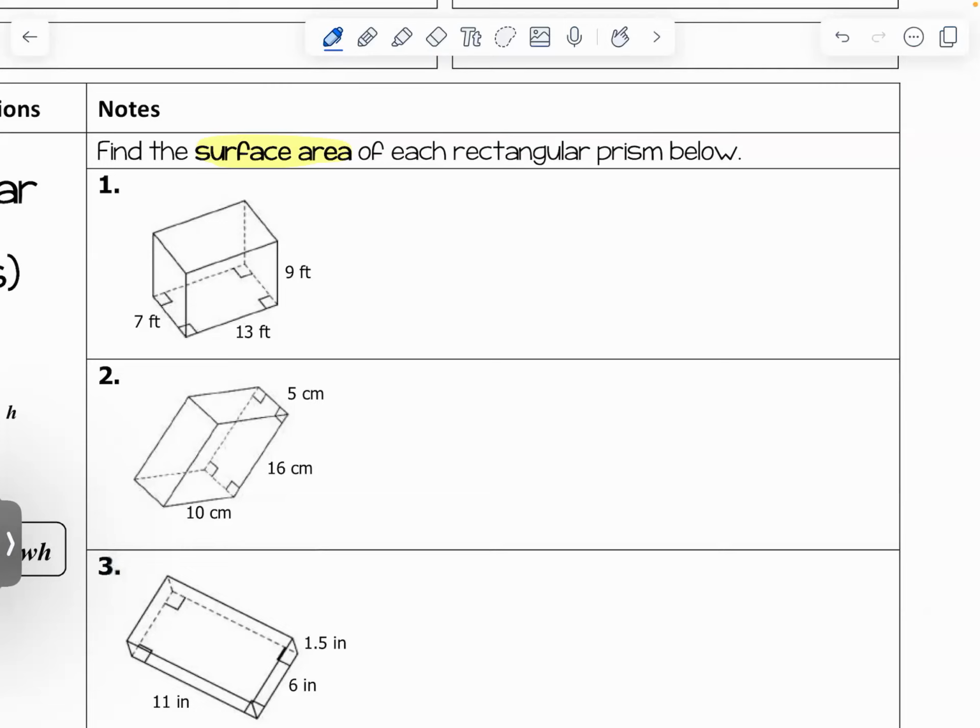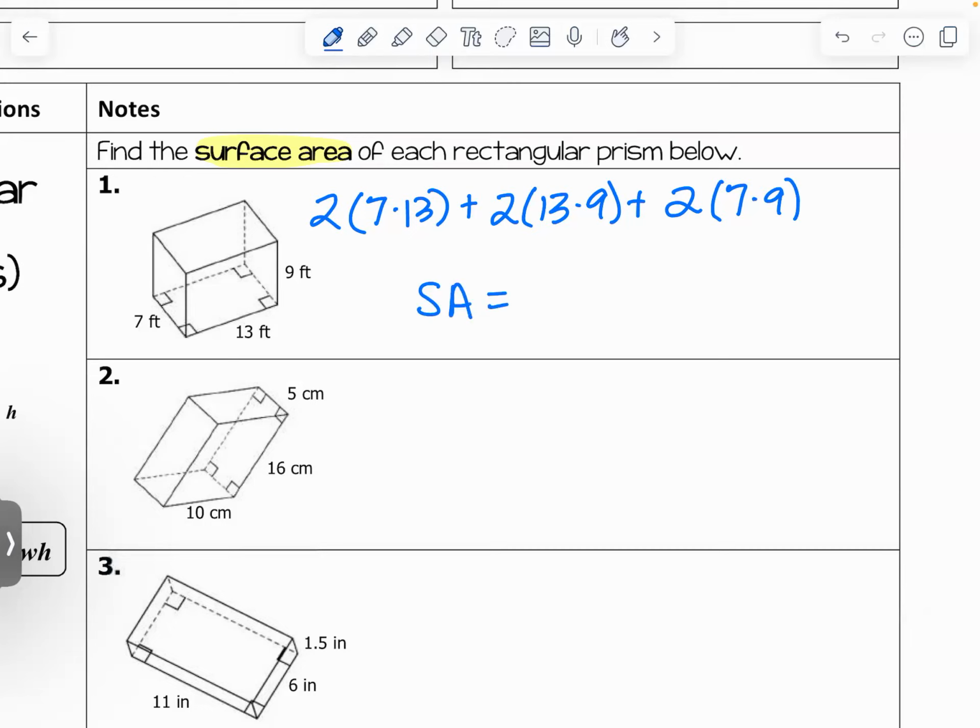In this first example, we have 2 sides that are 7 by 13, and 2 faces that are 13 by 9, and 2 faces that are 7 by 9. I'm going to write SA for surface area. Are you okay with that?